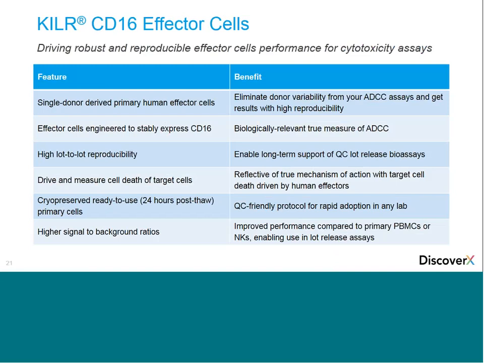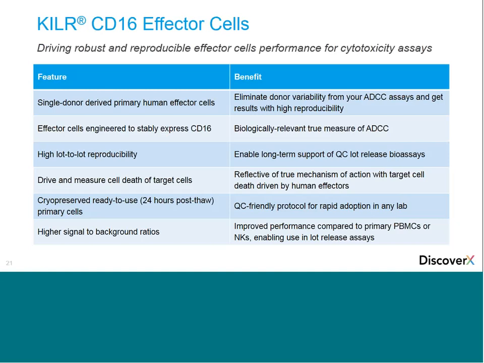So in conclusion, our KILR CD16 effectors drive robust and reproducible performance in your cytotoxicity assays, either with our target cells or your own in-house ADCC assays. They are single donor-derived primary human effector cells that eliminate the donor variability from your ADCC assays and allow high reproducibility. They are effector cells that have been engineered to stably express CD16, so they are a biologically relevant measure of ADCC. Importantly, we have high lot-to-lot reproducibility that enables the long-term support of your QC lot release bioassays.